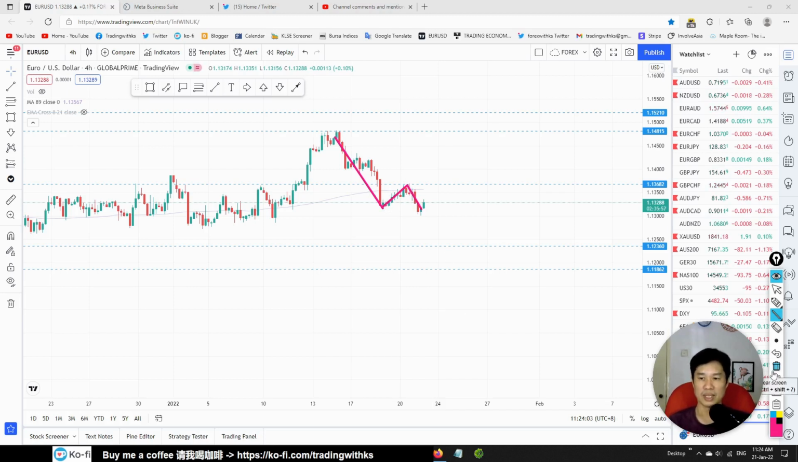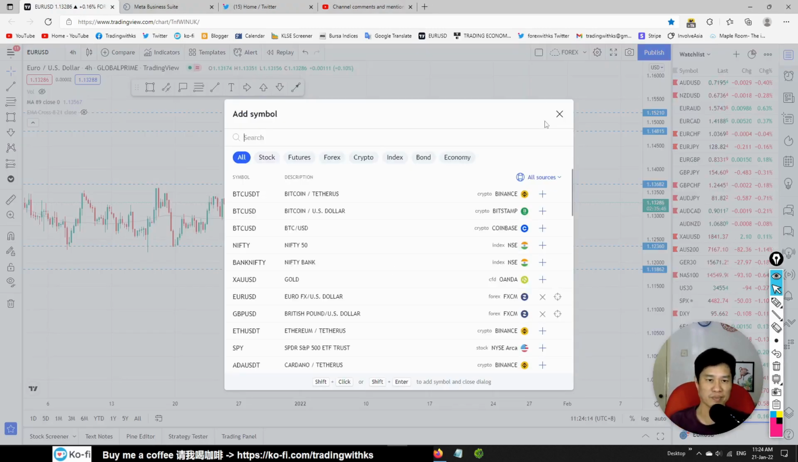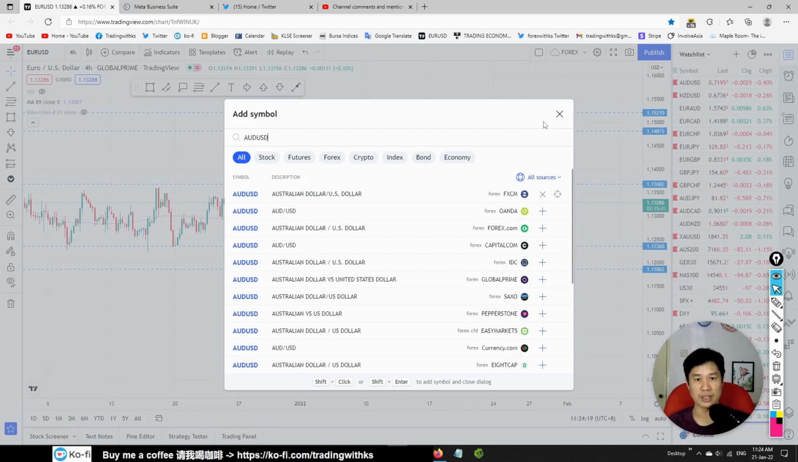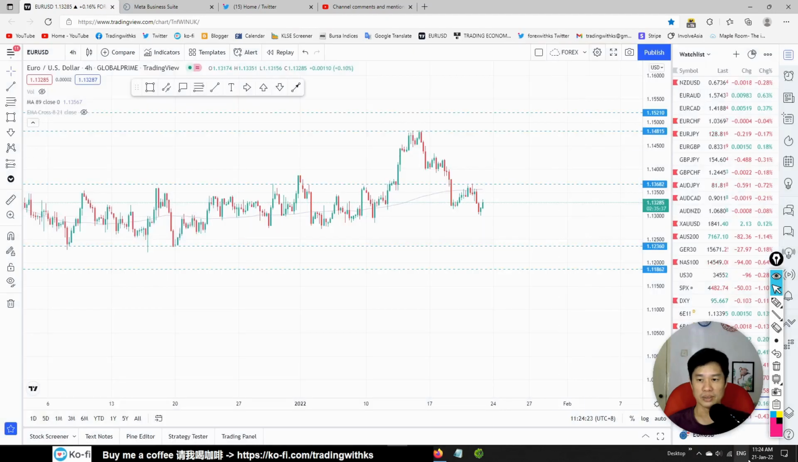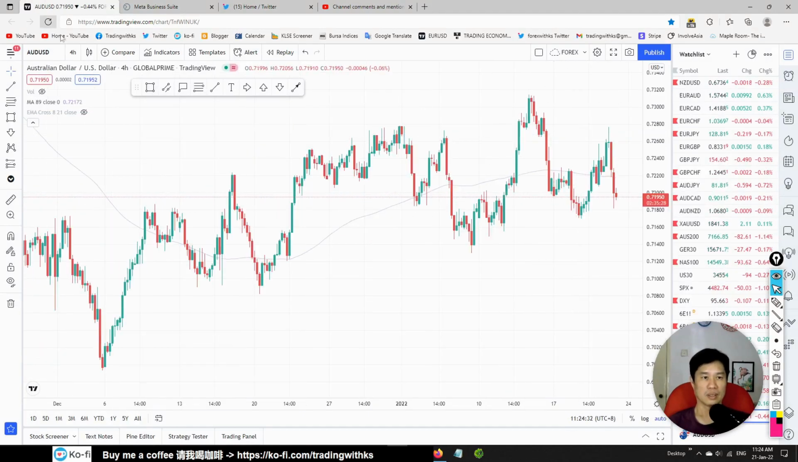So this is how we navigate, and how we draw the support resistance lines, right? Maybe we add another one. Okay, let's add another one. Let's say AUD USD. Okay, AUD USD. Let's do another one so you can catch it easily. Okay, AUD USD. How are we going to mark this?